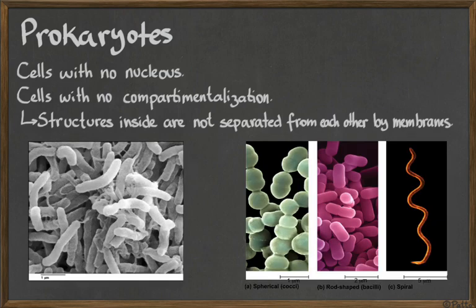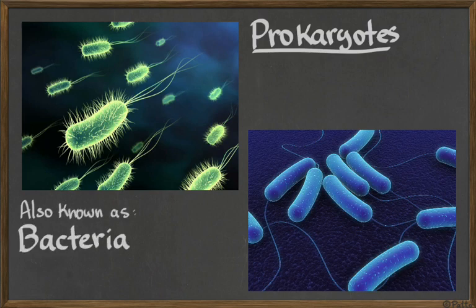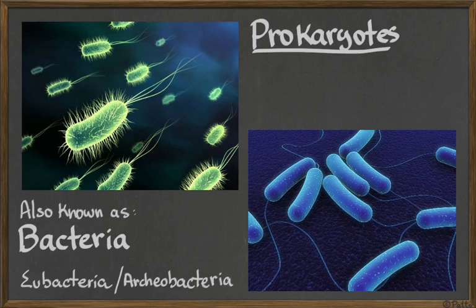Here we have some examples of prokaryotes. So a few more pictures here for you. What are prokaryotes? Prokaryotes are also known as bacteria. So in this example here we have some Escherichia coli, E. coli. So prokaryotes are all the bacteria, which includes both eubacteria and archaeobacteria, which are two big domains of life. Independently of which of these domains we are talking about, they are going to be prokaryotes.